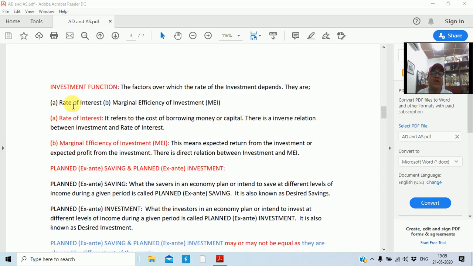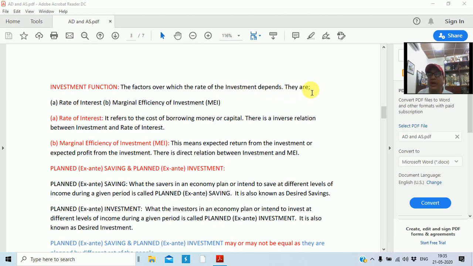Further, the investment function. Like when we were discussing the consumption function, I told you, function means depends upon. Consumption depends upon what? Income. That's why C is a function of Y. Saving depends upon income. Now on what does investment depend? That is what the investment function talks about. The investment function talks about the factors over which the rate of investment depends.